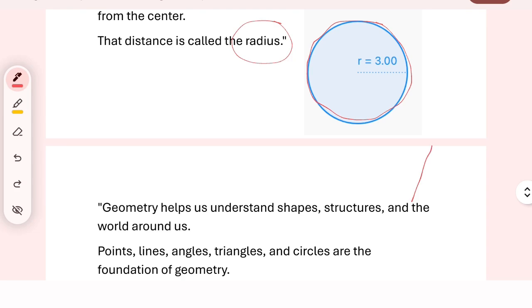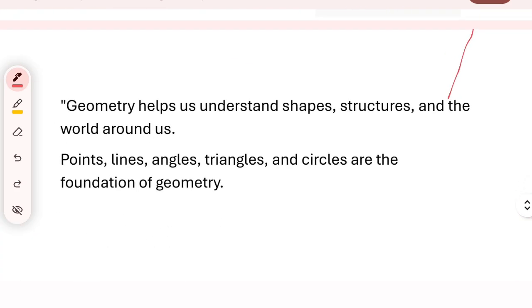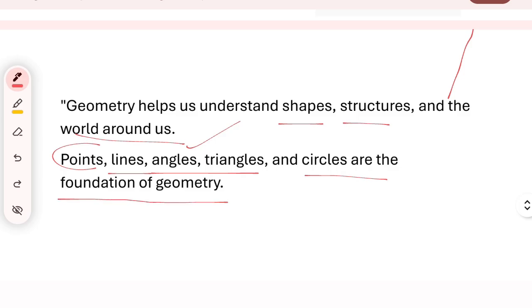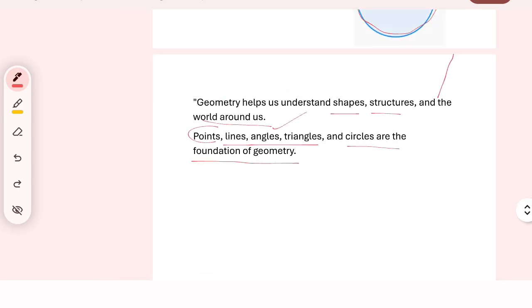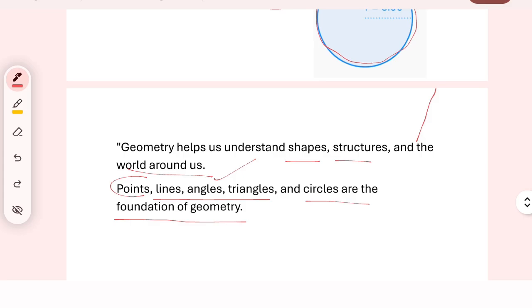Geometry helps us understand shapes, structures, and the world around us. So in geometry, there are points, lines, triangles, and circles, and there will be angles as well. Those are the foundation of geometry. That's just the basic concept of geometry.